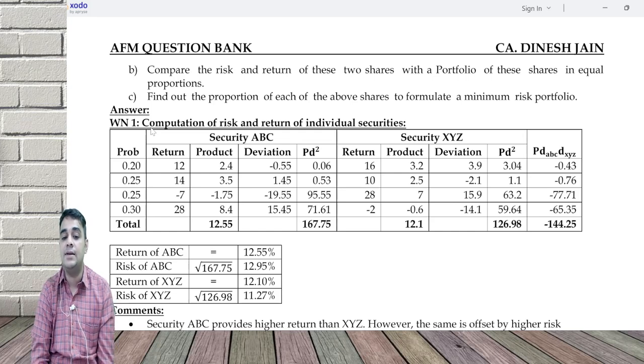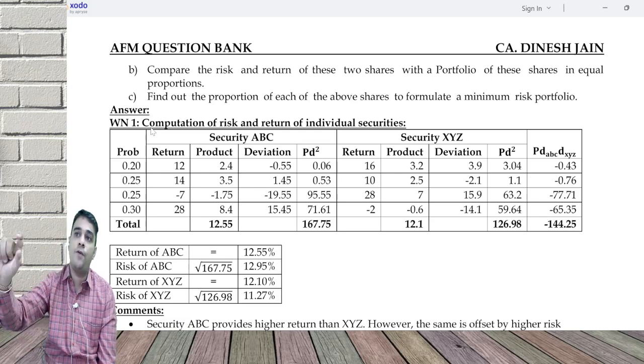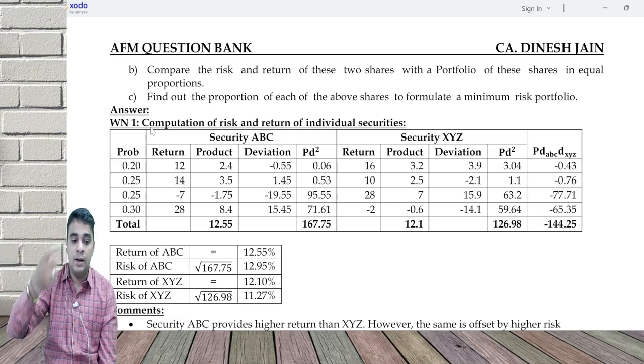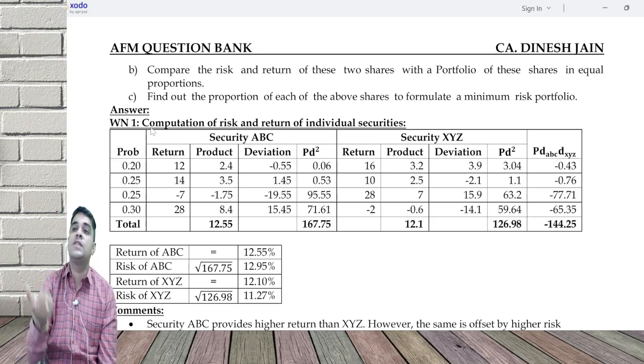Compare the risk and return with the portfolio of equal proportion. What is the proportion to formulate a minimum risk portfolio, which you have done now. So I don't want to discuss it. Clear? Any doubts on this? So our usual format will give you all this. Some question after finding the weights can ask you what is the minimum risk.